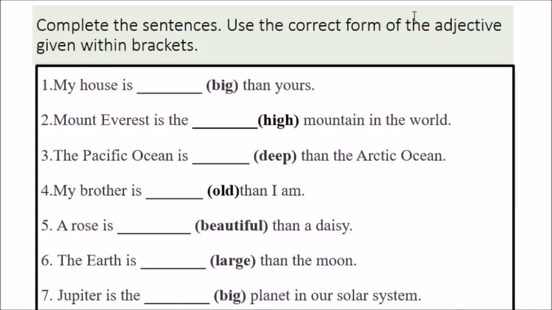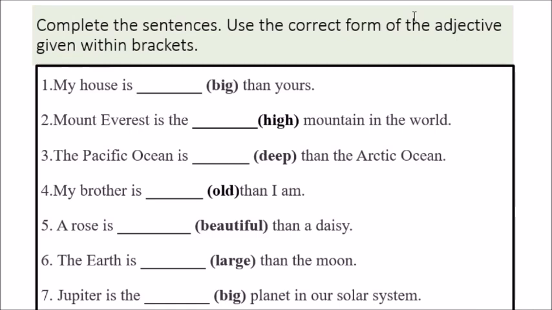Shall we try for another activity? Complete the sentences. Use the correct form of the adjective given within brackets. Number 1. My house is big than yours. Number 2. Mount Everest is the high mountain in the world. Number 3. The Pacific Ocean is deep than the Arctic Ocean.